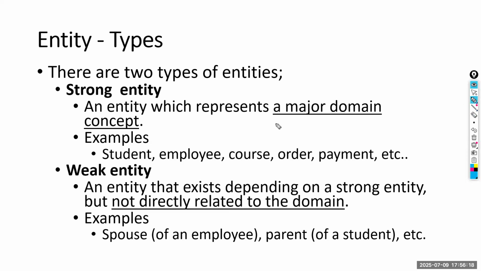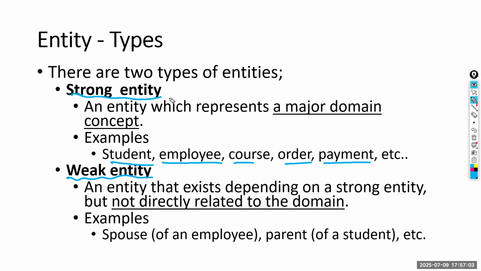A major concept is called a strong entity. For example, in a student management system, obviously student is a major concept. Employee is a major concept in an employee management system. So it depends on the system. Cost, order, payment are for different systems, but it must be a major concept in that system or domain. A weak entity is not a major concept to our system, but sometimes we need that information, and it is related to one of the major concepts. So then we call it a weak entity.